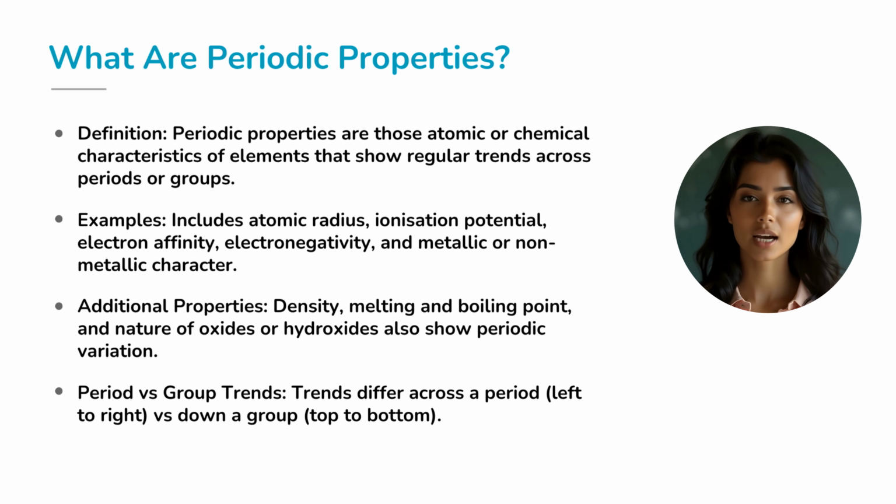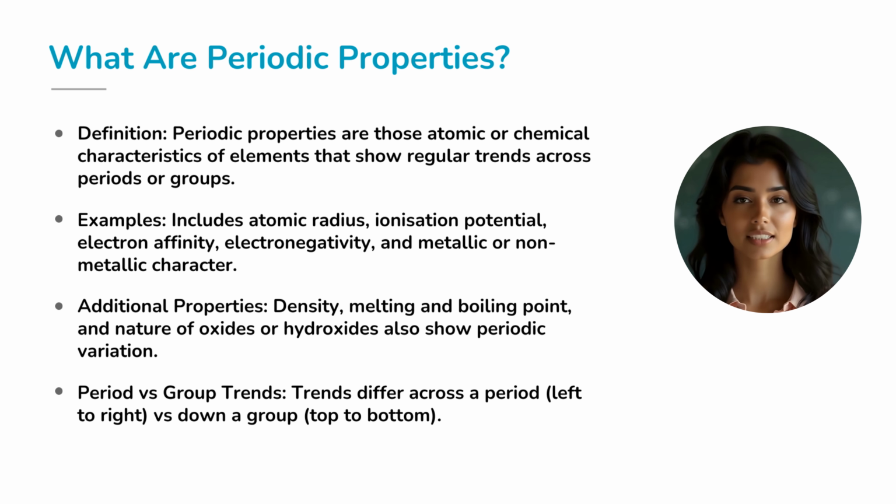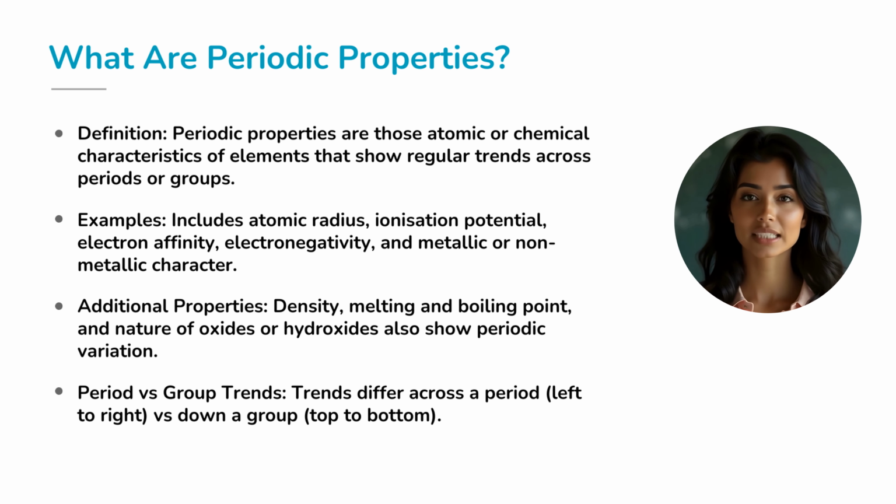So, what exactly are periodic properties? They are atomic and chemical traits that show regular trends as we move across a period or down a group. Some key periodic properties include atomic radius, the size of the atom; ionization potential, the energy needed to remove an electron; electron affinity, the energy released when an electron is gained; electronegativity, how strongly an atom pulls bonding electrons; and metallic or non-metallic character. Other traits like density, melting point, and the acid-base nature of oxides also follow periodic trends.